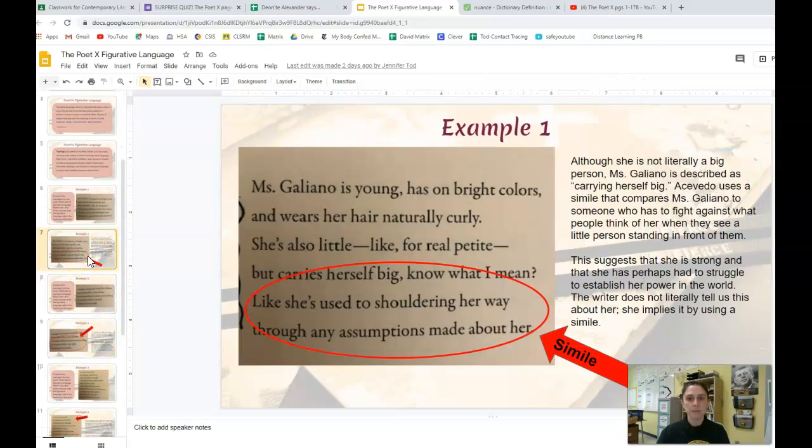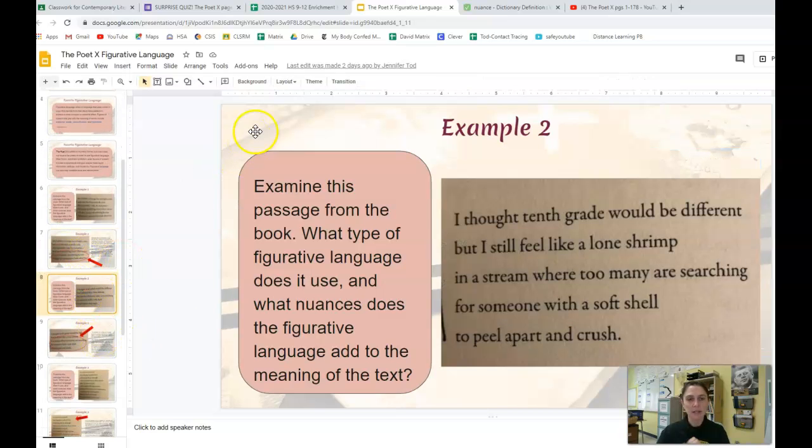So another example. Example 2. Again, examine this passage. What type of figurative language does it use? And what nuances does the figurative language add to the meaning of the text? So Xiomara says, I thought 10th grade would be different than 9th grade. I thought 10th grade would be different, but I still feel like a lone shrimp in a stream where too many are searching for someone with a soft shell to peel apart and crush.